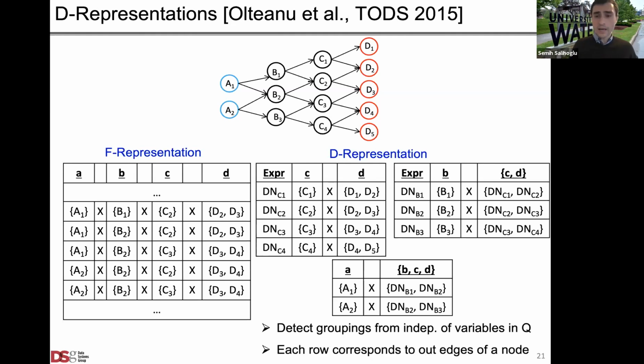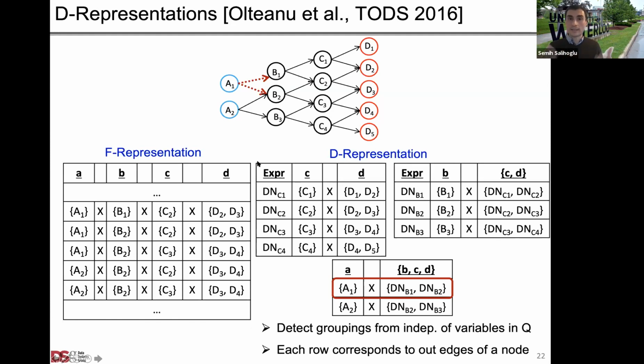Okay. And the second note that I want to make here is that if you look at this, each row over here in this D representation corresponds to the out edges of a node. So for example, this row, A1 times dn B1, dn B2, essentially reflects that all the paths that start from A1 can be represented as A1 Cartesian product, all subpaths that start from B1 and B2, which are exactly these two edges. So the size of this representation is going to be commensurate with the amount of edges in this subgraph, which is exactly what we wanted.